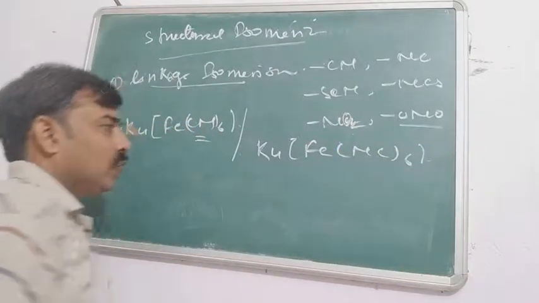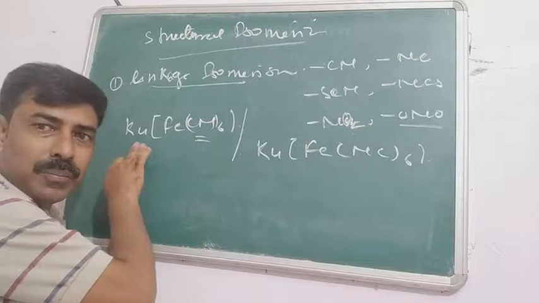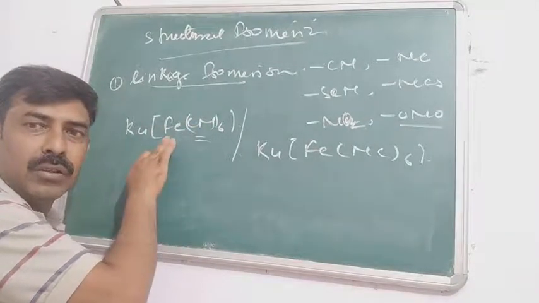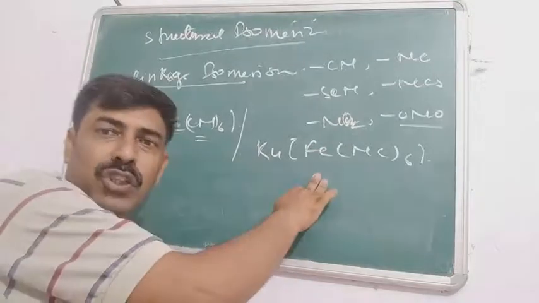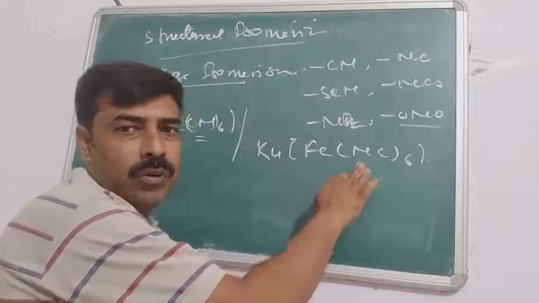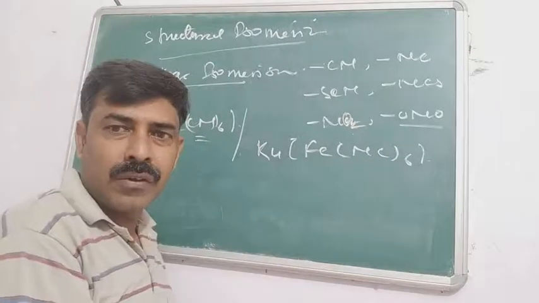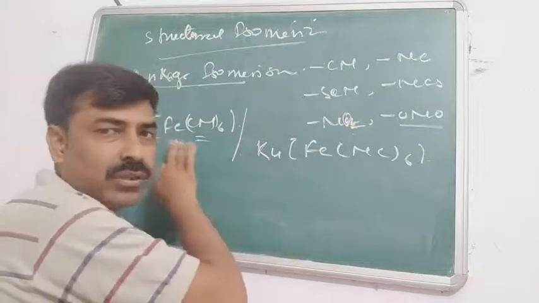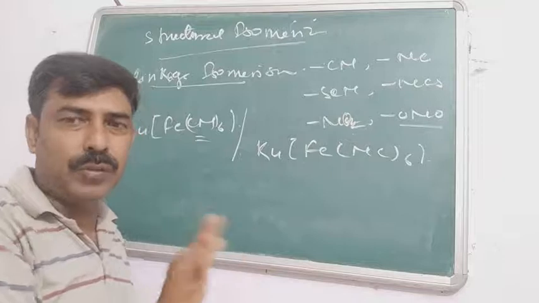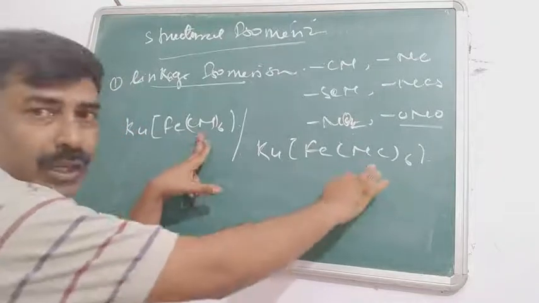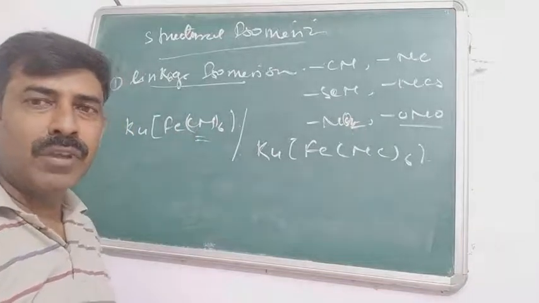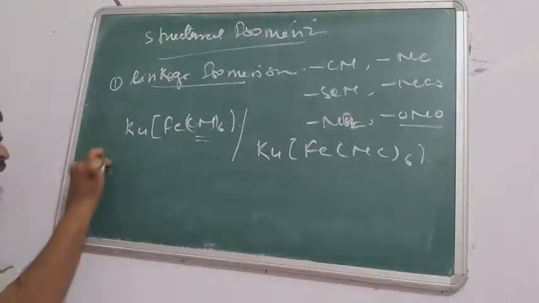K4[Fe(NC)6]. So the compound was potassium hexacyanoferrate(II), and the isomer of this one is the potassium hexaisocyanoferrate(II). Only the name is different, cyanohexaferrate and isocyanohexaferrate. Only this is the difference between these two, and this is the ambidentate ligand which is changing, which is generating the linkage isomerism. The second one is the ionic isomerism.